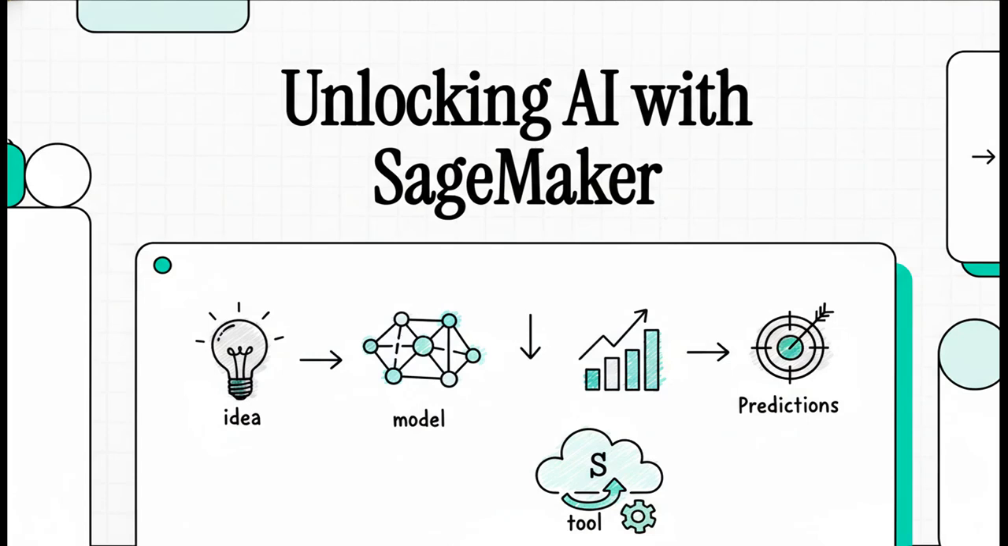All right, welcome. Today we're going to try and unlock the whole process behind artificial intelligence. We'll follow the journey of a machine learning model, from just a simple idea all the way to a tool that makes some really powerful predictions. And we'll be using Amazon SageMaker as our guide for this whole thing.